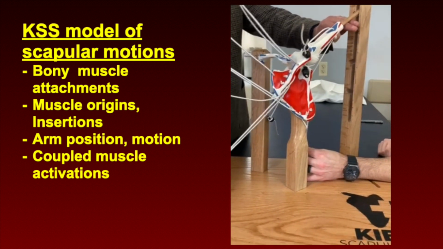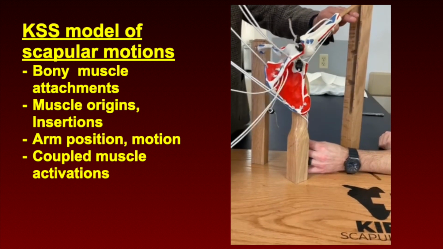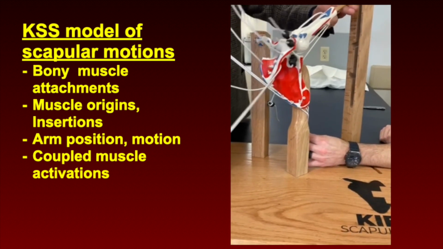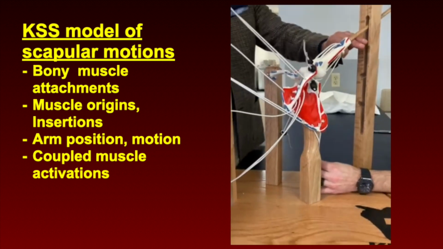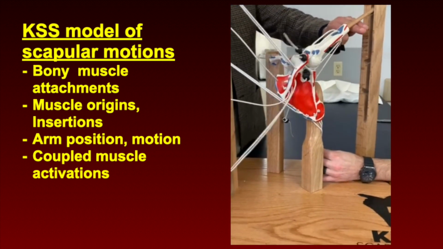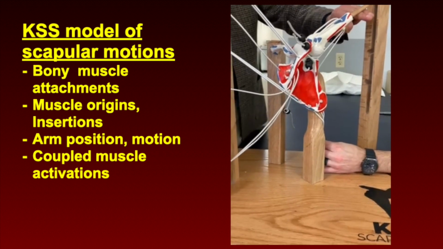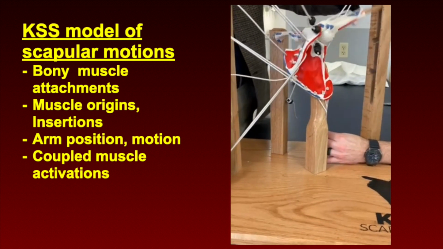We can look at the bony muscle attachments. We can look at the muscle origins and insertions. We can actually move it and pull on it in different positions to demonstrate how the scapula moves, both in normal activity and also what happens in the altered activity we call dyskinesis.